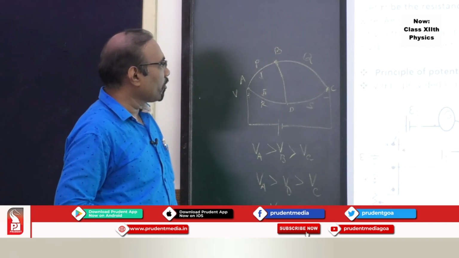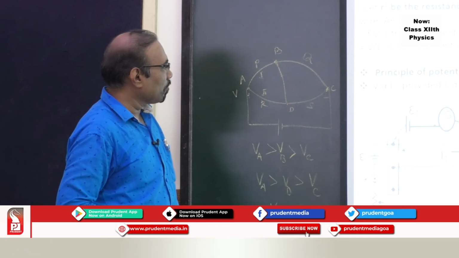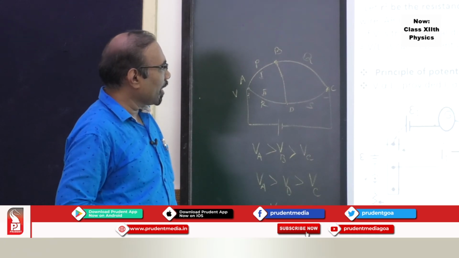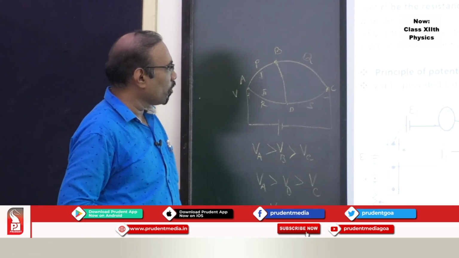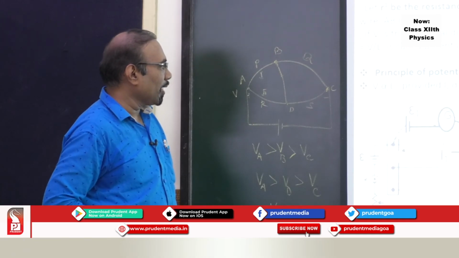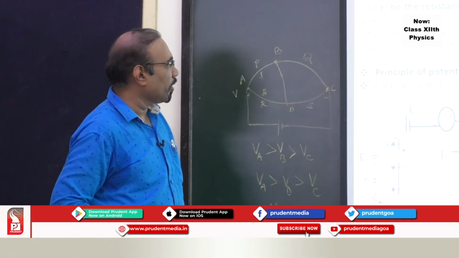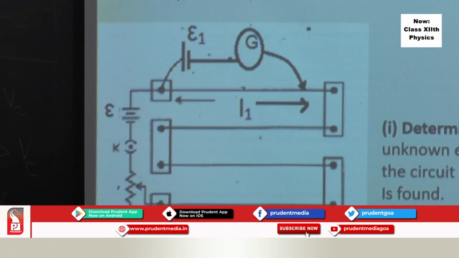Another use of the potentiometer is to find the EMF of a cell. If you want to find the EMF, put the cell here and find this length, which is nothing but the balancing length. A galvanometer is used. You move this jockey till you get a null point, with no current flowing through the galvanometer. Using the formula E1 equals potential gradient into L1, you can easily calculate the EMF of the cell. So this is the use of the potentiometer.